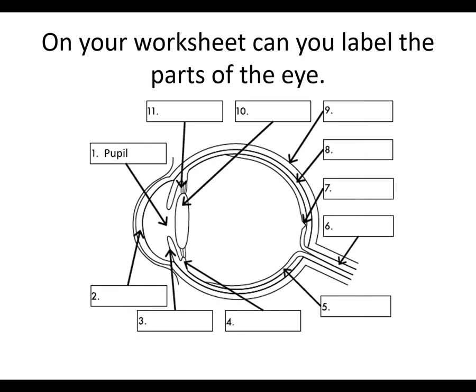Number one, you should hopefully have labelled the pupil. I'm going to talk about these a bit more in a second. Number two is the cornea. Number three is the iris. Number four is the ciliary body or ciliary muscles. Number five, which is the innermost layer, this innermost layer here, that is the retina. Six is the optic nerve. Seven is the fovea.